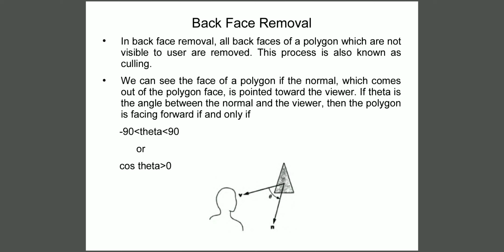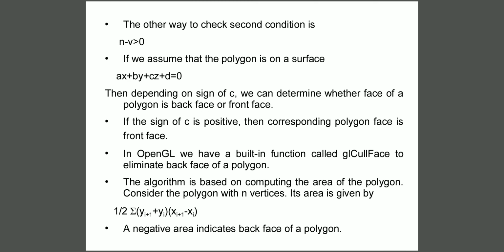Otherwise no. Then the second condition we can use to check whether the face is visible to a user or not is cos theta greater than 0. If cos theta is greater than 0, then also we can say the particular face is visible to a user. Here I haven't written theta in symbol form, I have written it as text. It is just a theta value. The second condition, cos theta greater than 0, can also be written in one more form, that is n dot v greater than 0. If this condition is satisfied, then also we can say the face of a polygon is visible to a user.